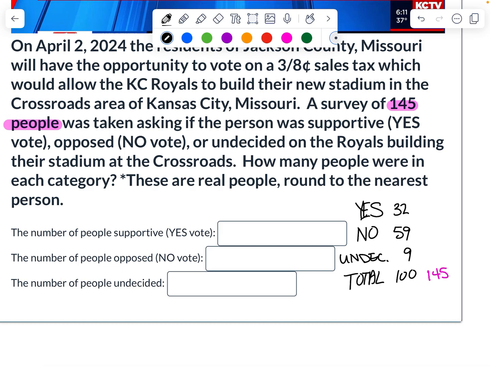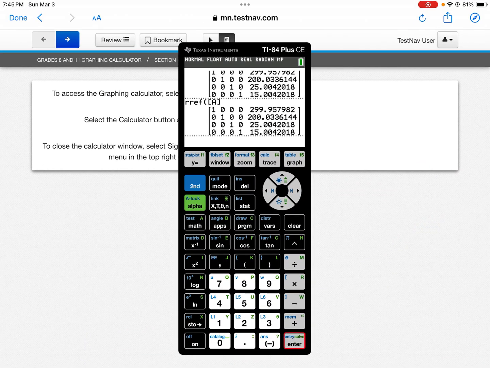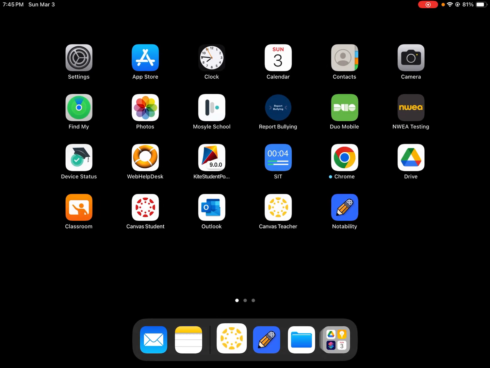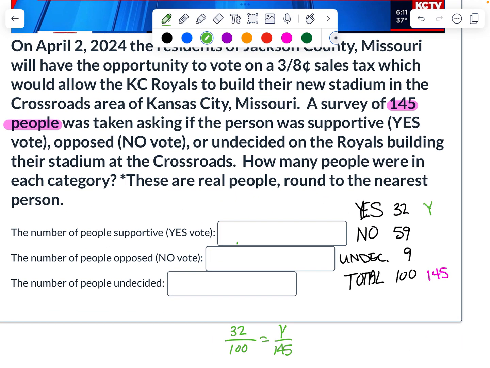So let's find the number of people who were a yes vote. So let's make these yes votes. So that would be the math problem. 32 100ths is equal to y over 145. So 145 times 32 divided by 100. And we can't have partial people, so we'll make it 46.